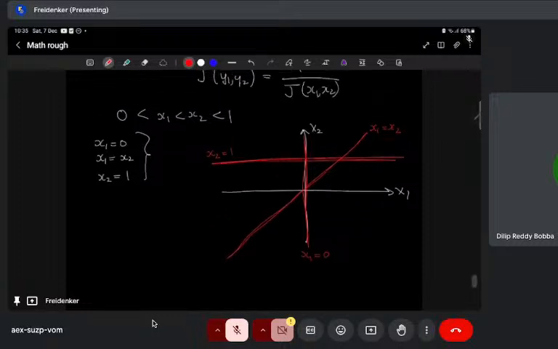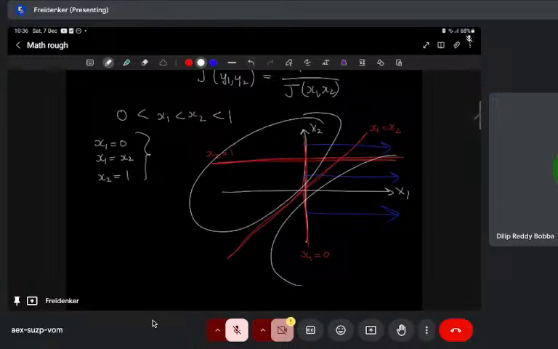Now we have to see which region we are talking about. So when I say 0 is less than x1, it means x1 is more than 0. So x1 more than 0 means this region. Here x1 is more than 0, this region. Fine. And x1 less than x2. Where is x1 less than x2? So just take a point. You have two regions, right? You have this region, you have this region. You have to decide which region is x1 less than x2.